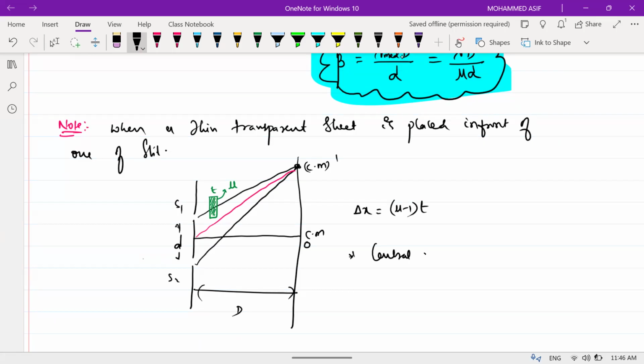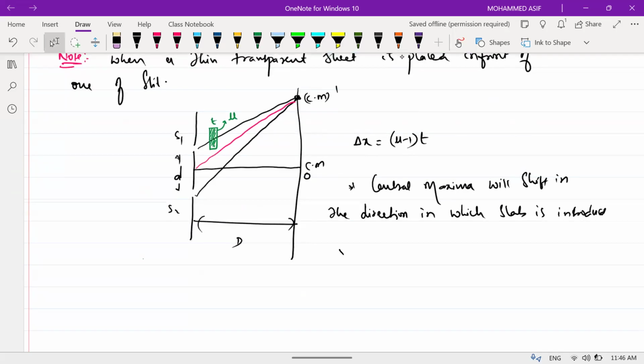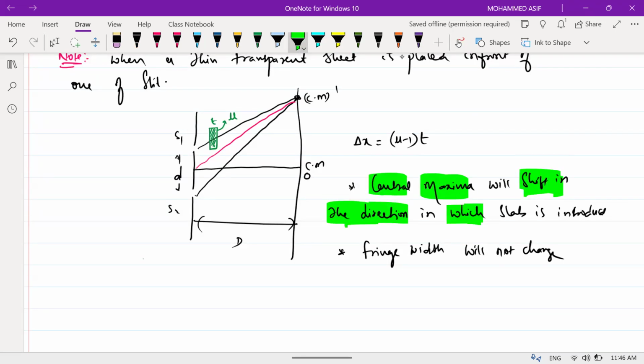Central maxima will shift in the direction in which the slab is introduced. On whichever side we place the slab, the central maxima shifts to that side. Okay, fringe width will not change. Fringe width will not change. Okay, that is an important thing you need to remember. Central maxima will shift in the direction of the slab.